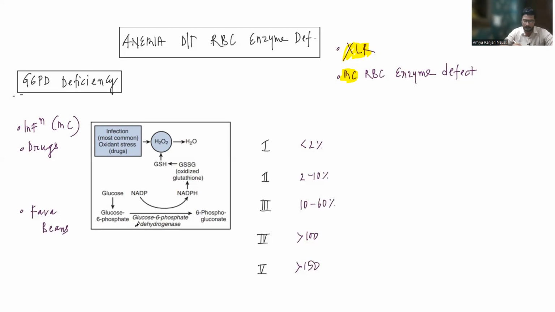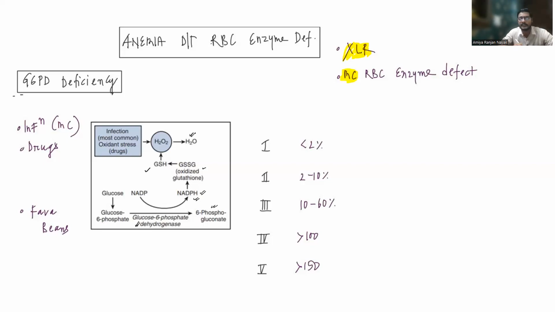So what happens in this pathway? Glucose will be converted to glucose 6-phosphate, and then this glucose 6-phosphate will be converted to 6-phosphogluconate with the help of the enzyme G6PD. By this process, NADP will be converted to NADPH. Okay, so there will be production of NADPH. Now, this NADPH will convert oxidized glutathione to reduced glutathione. And why is reduced glutathione required? Reduced glutathione will convert reactive hydrogen peroxide to water.